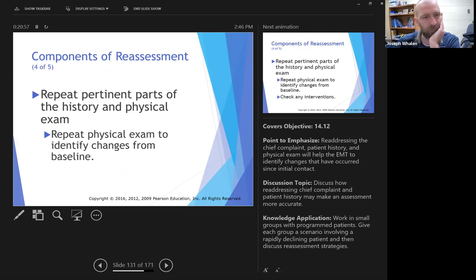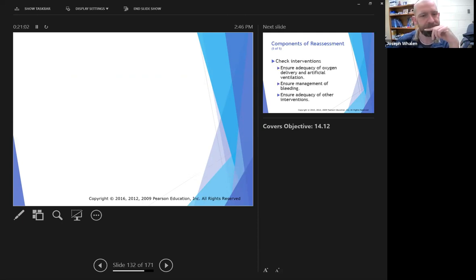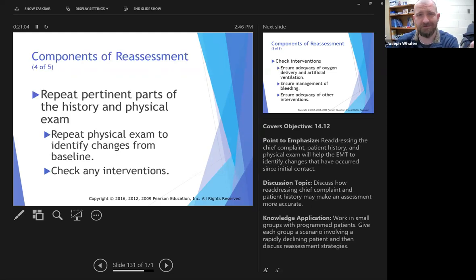Okay, so we'll repeat the pertinent parts of the history and the physical exam. And we're going to check our interventions. I don't want to skip that. We're going to check our interventions. Is what we have done with the patient working, right? Is it working? Did our oxygen therapy work? Did the controlling bleeding work?